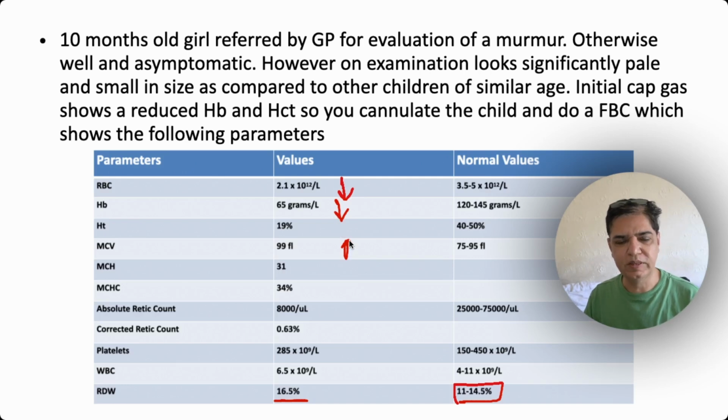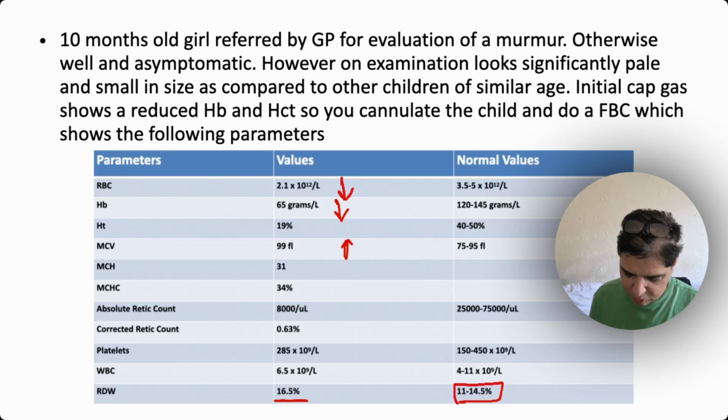Yeah, so as I said, what could be the differentials in this particular case? Oh, differentials. You've just shown us. If it is macrocytic anemia with high RDW, it can be like Diamond-Blackfan anemia or Fanconi anemia.